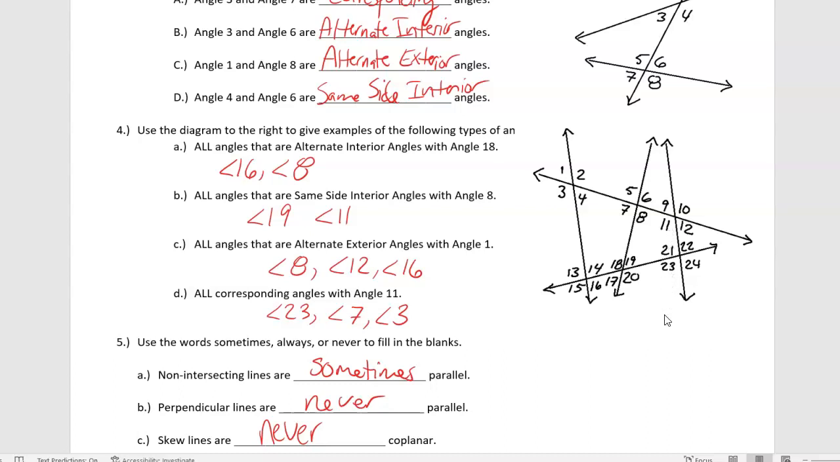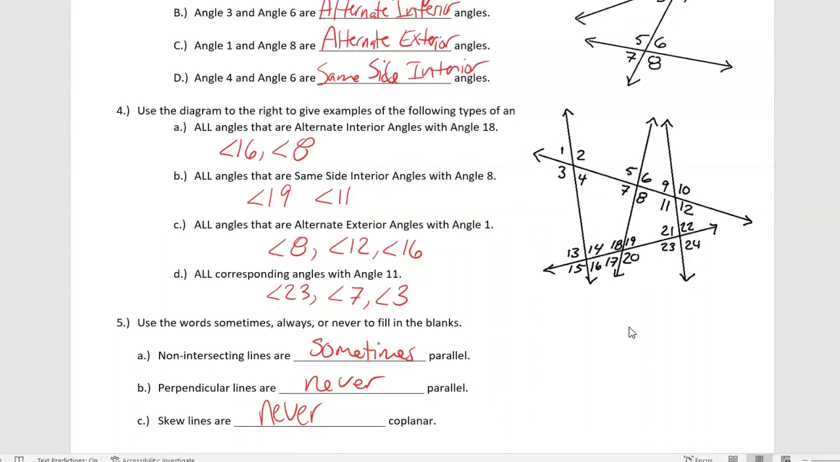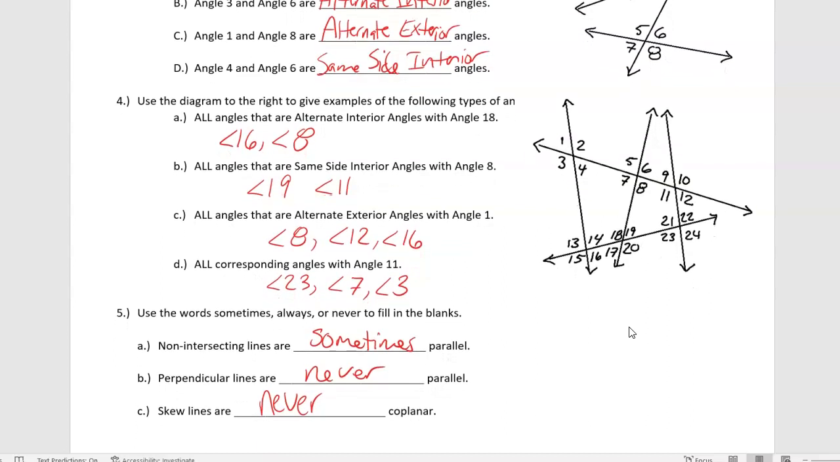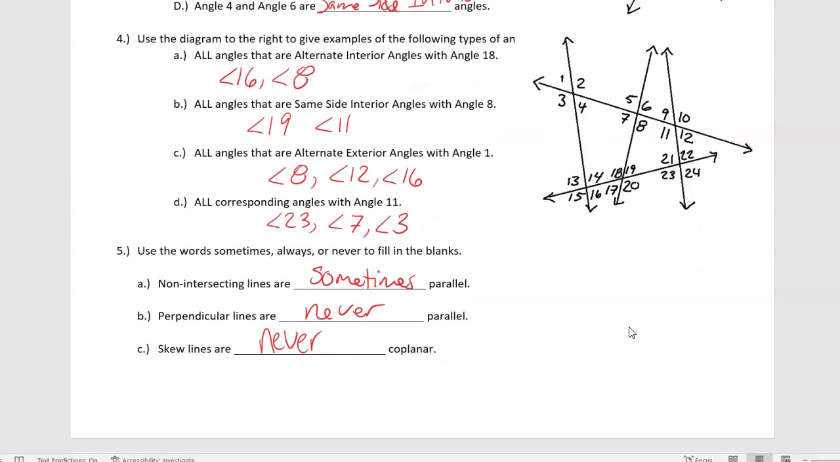11 and 23 would also be corresponding angles. But then you look at 11 and 17. Now, even though they're both bottom left, since there is not a line that connects the two, then they would not be corresponding. 11 and 15 would be other ones where you're like, well, they're both bottom left, but they're not connected by a transversal. So they are not those special angles.